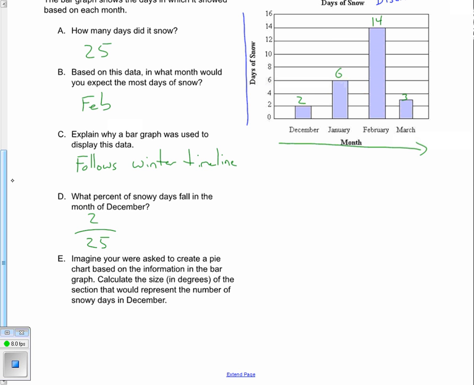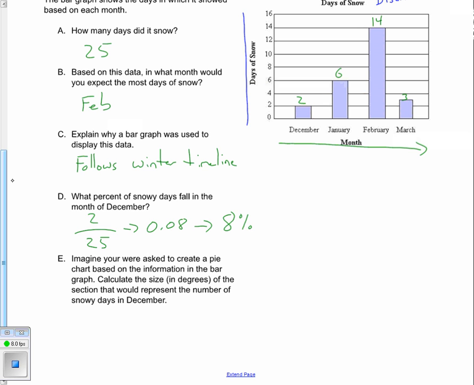Now what we need to do is figure out what 2 over 25 is as a percentage. So I'm going to take 2 divided by 25. That gives me 0.08. That's the decimal. Now I need to convert 0.08 into a percentage by multiplying it by 100. So 8% is the percentage of snowy days that happen in December.